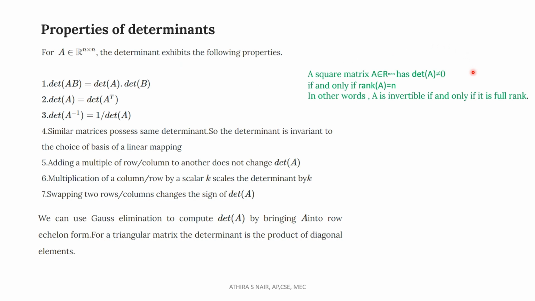The square matrix A, an element of R n by n, has determinant of A not equal to 0 if and only if the rank of A is equal to n. In other words, A is invertible if and only if it is full rank.